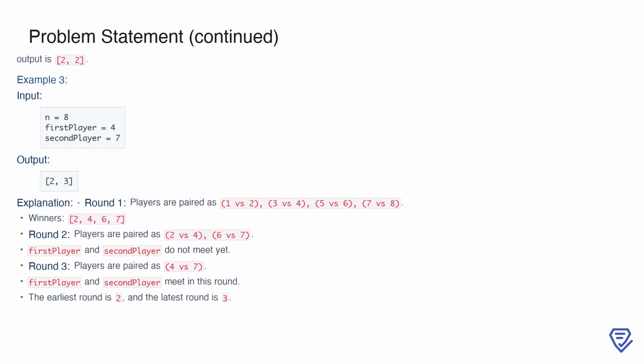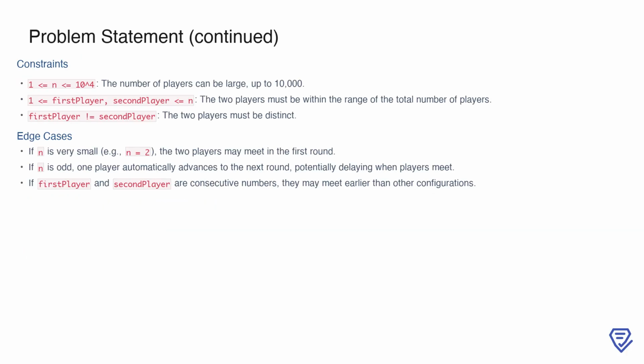Similarly, for the case with n equal to 8, first player is 4, and second player is 7, the pairing process shows that the earliest round they meet is the second, and the latest is the third, resulting in an output of 2, 3.